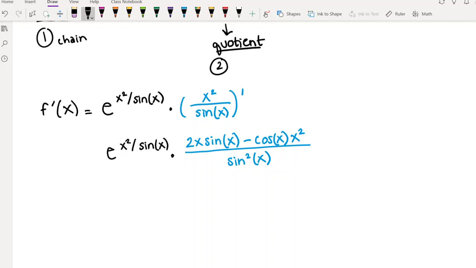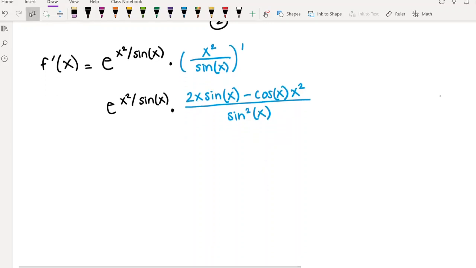And so from here, for the sake of all of our sanity, let's not worry too much about simplifying this. The way that I would probably write this would be, maybe let's leave the e to the x squared over sine of x undistributed, but move it into the fraction.